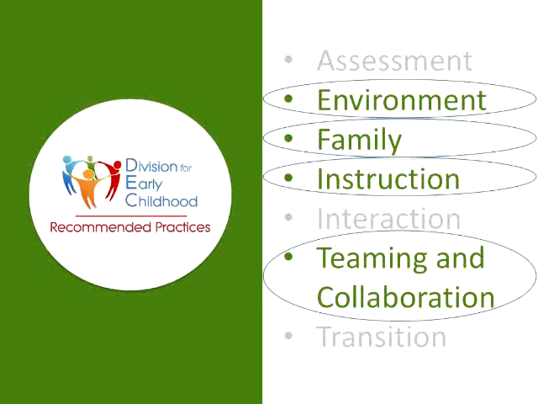The Division of Early Childhood recommended practice is divided into 7 strands. They're listed on the screen. The recommended practices give us some rationale for doing this work of broadening our lens for implementing truly family-centered practice. The circled strands in the green are environment, family, instruction, and teaming and collaboration. These 4 strands include specific recommendations related to the content provided here today.